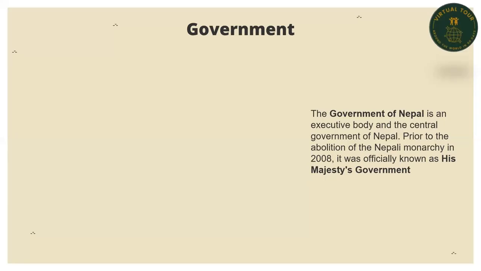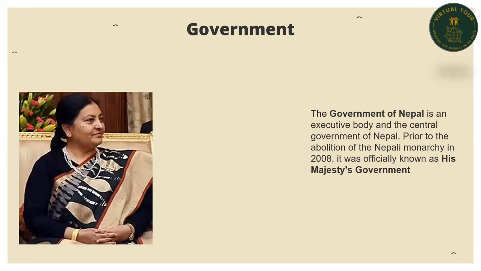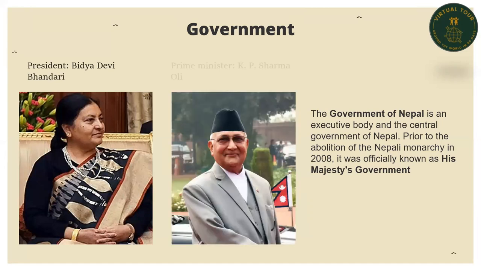Now moving forward, talking about the government. The government of Nepal is an executive body and the central government of Nepal. Prior to the abolition of the Nepal monarchy in 2008, it was officially known as His Majesty's Government. Right now this government has a president and a prime minister. The president is Bidya Devi Bhandari. Here you can see her photo. And the prime minister is K.P. Sharma Oli.